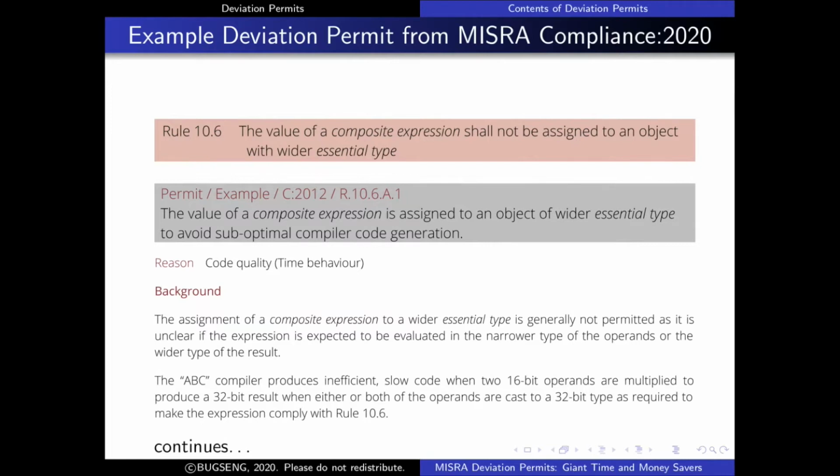So as you can see at the top, we have the ID of the rule and the headline of the rule. Then we have a unique identifier for this permit. And below we have the use case. Okay, so the rule says the value of a composite expression shall not be assigned to an object with wider essential type. So some of you will know that this rule is there because some developers might be confused about the type that is used to perform the operations in the composite expression.